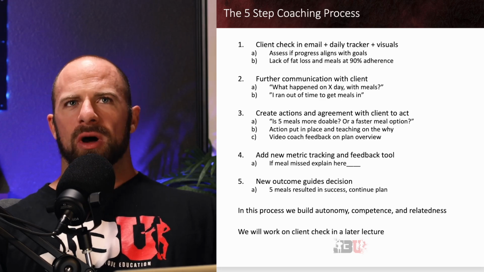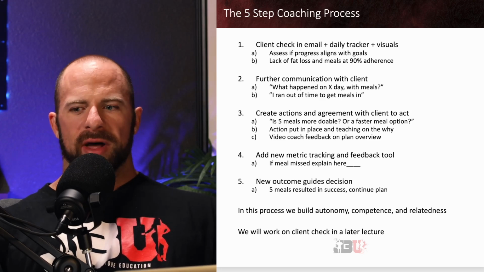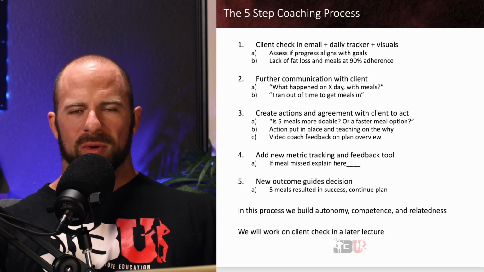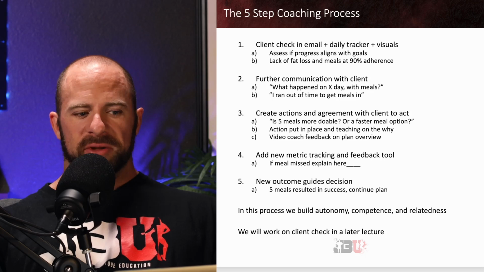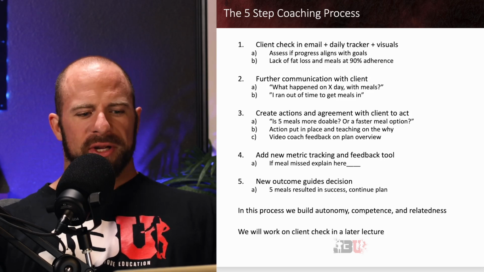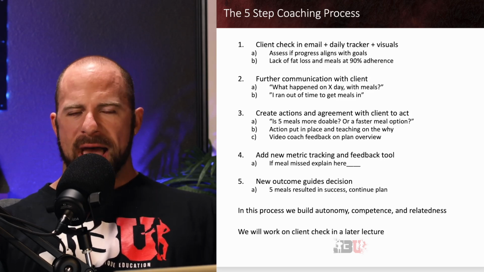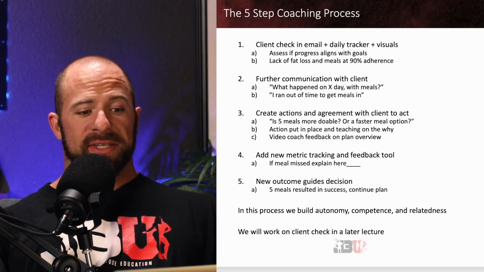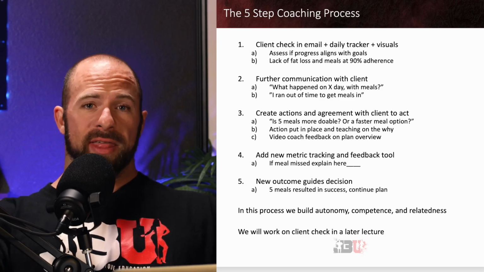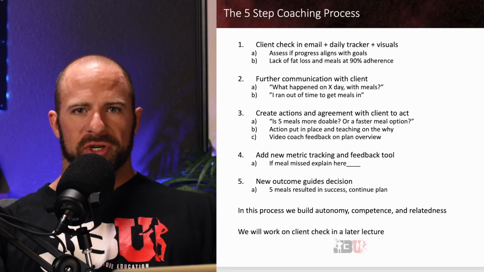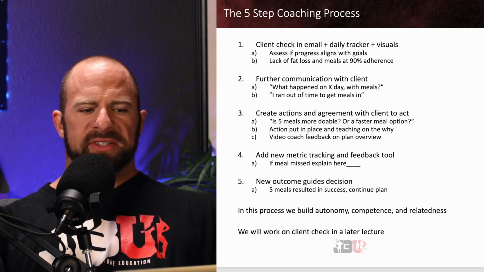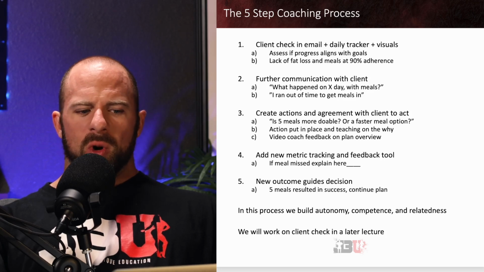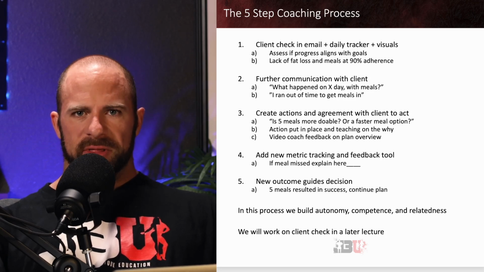Hey, what happened on Monday with your meals? Like, why'd you miss that meal? And they answer, well, I ran out of time to get my meals in. So we're going to create some actions in agreement with the client to act on. So this is also building in some of the autonomy with the client, because we're going to get them to help make some of the decision processes in coaching so that it's very agreeable. So we might ask, hey, is 5 meals more doable, or is faster meals the issue?